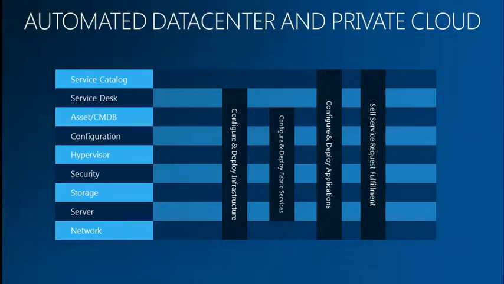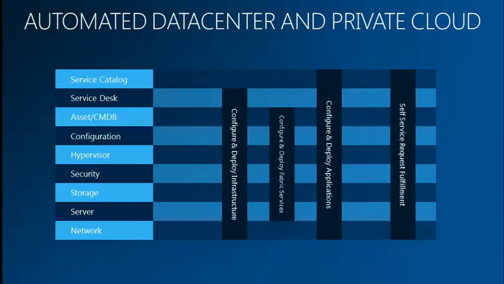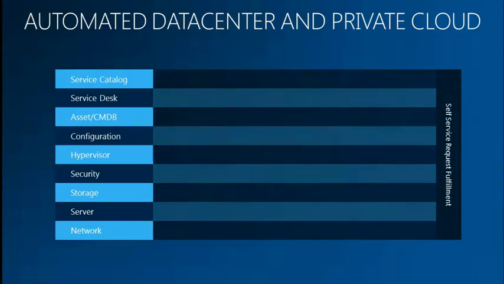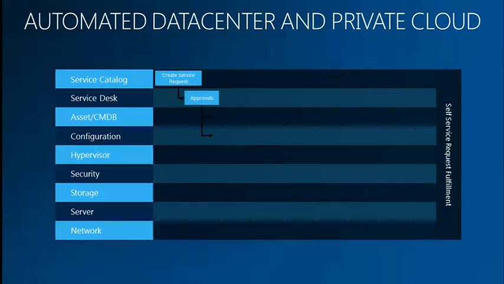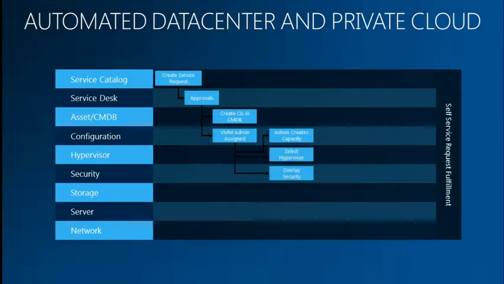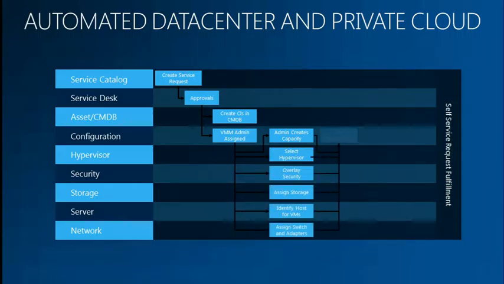What this allows us to do for our organization is take a simple process such as a self-service request fulfillment: creating requests, approvals, creating the CIs in the CMDB, provisioning that actual piece of infrastructure, setting permissions, updating our CMDB, notifying requesters, and closing our record, our service request. That whole process can be as automated or as manual as you choose.